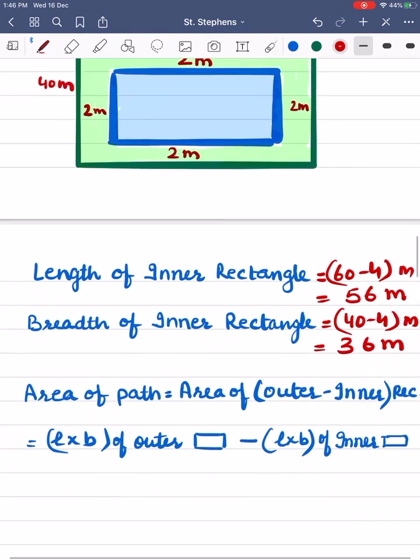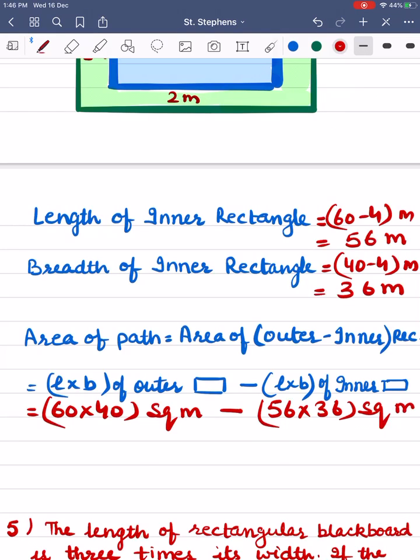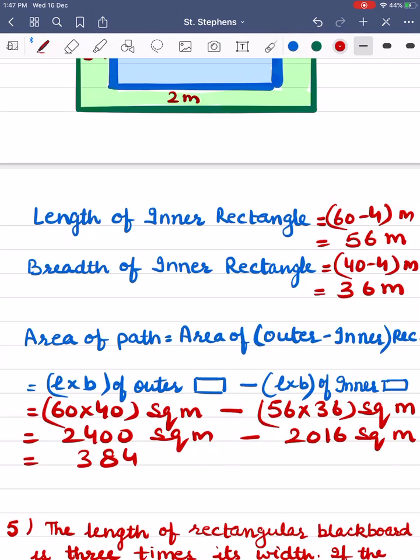So area of outer rectangle is equal to 60 into 40 square meter, and the area of inner rectangle is 56 into 36 square meters. On multiplying, we get here 2400 square meter minus 2016 square meter, and on subtraction we get 384 square meter. So the area of the path or the green shaded portion is 384 square meter.